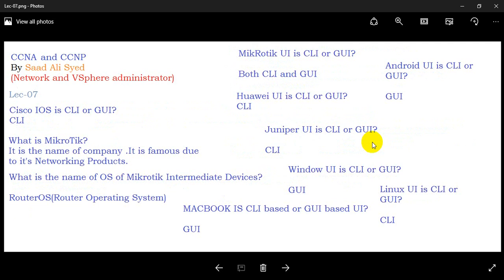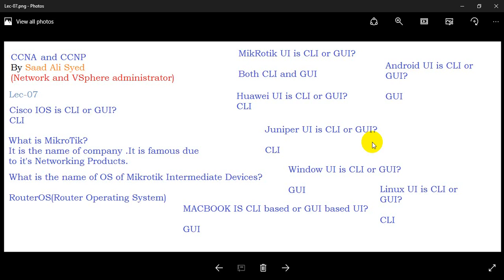So the answer is CLI because you interact in JunOS with commands, not with graphics by clicking on some kind of icons or folders or files and performing specific operations through graphics. It is based on CLI, not GUI, okay? It means that you should enter some commands for performing specific tasks.